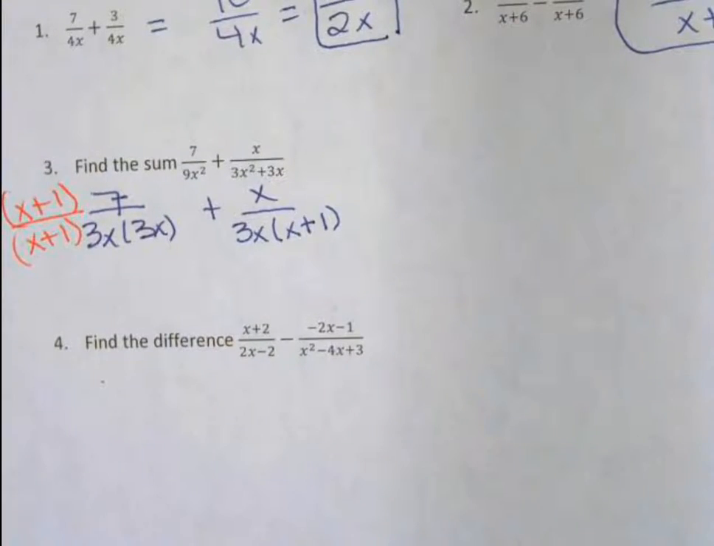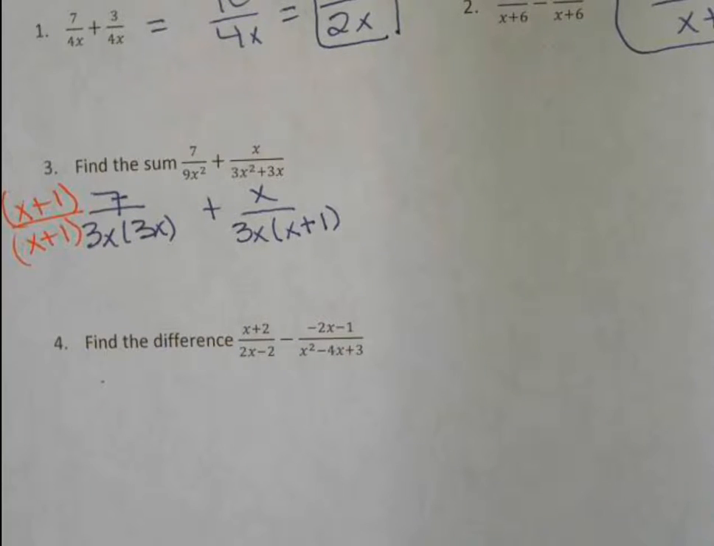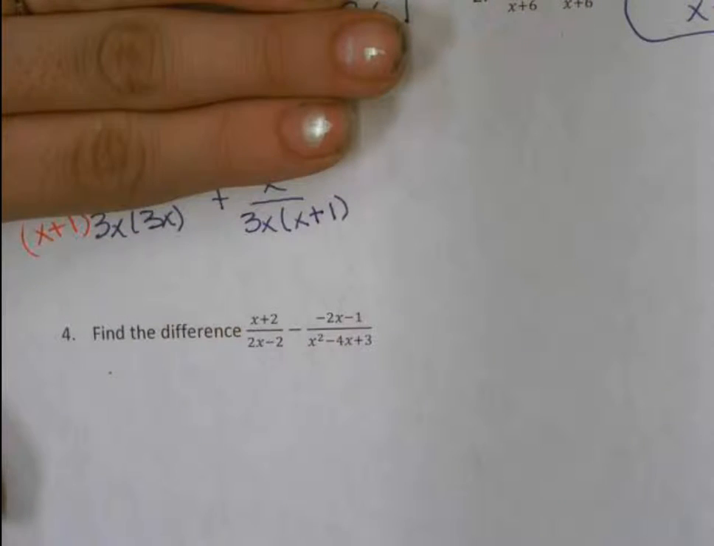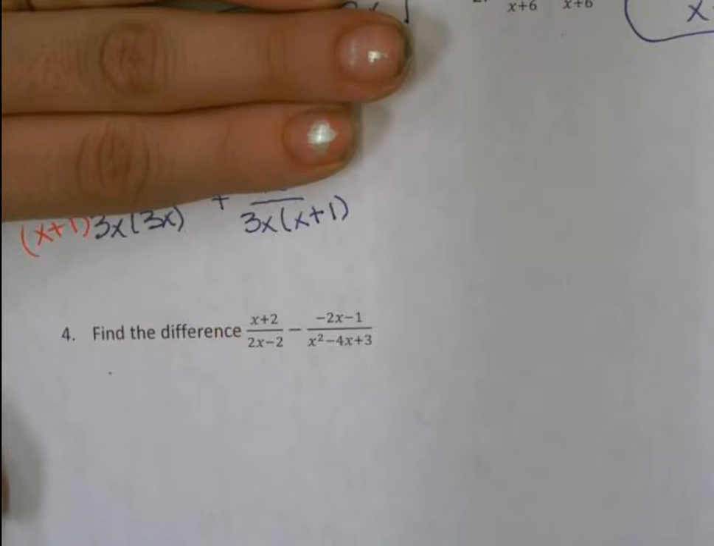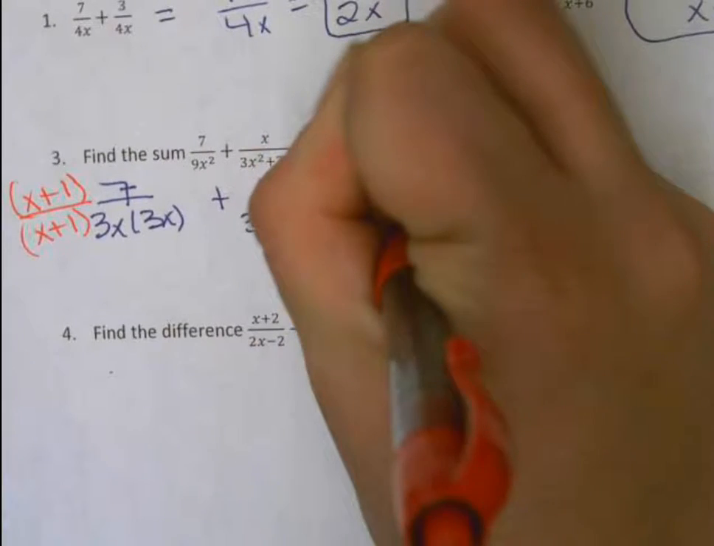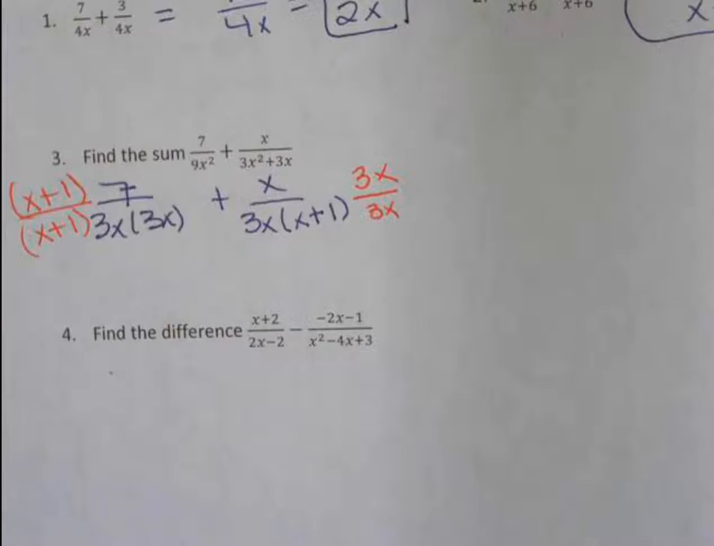And then, what is the second one missing? No, I'm only looking at the bottoms. Another 3x. So I'm going to multiply the second one by 3x. Questions so far?